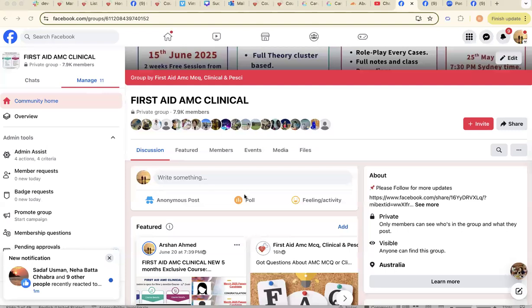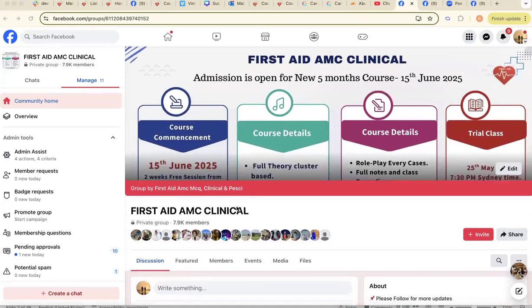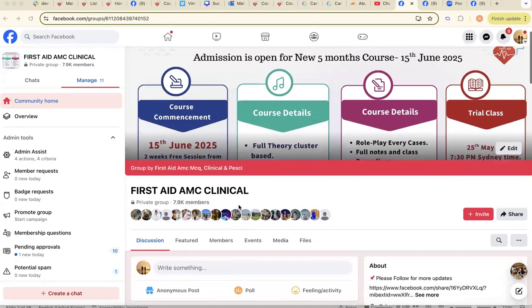Link for previous classes, Vivek. So all our previous classes are given in our Facebook group. So are you in our Facebook group, Dr. Vivek? No? Okay. The first thing I will suggest, I'll show you what that Facebook group looks like. If you go to our Facebook group where we mainly post most of the things, you'll be seeing this First Aid AMC Clinical. So just write it and you should be able to join it.